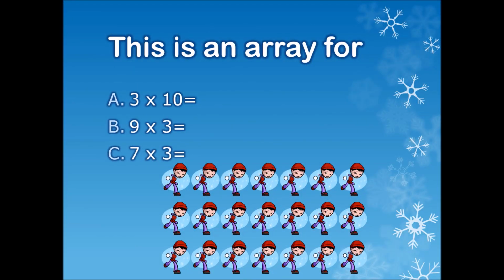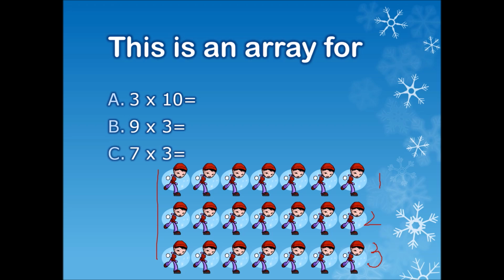This is an array for A, 3 times 10, B, 9 times 3, or C, 7 times 3. Now if you look, how many rows do we have? We have 1, 2, 3 rows. So it could be any answer if we're looking for rows first. We have to count those columns going up and down to figure out our answer. Go ahead and count. Is it A, B, or C?